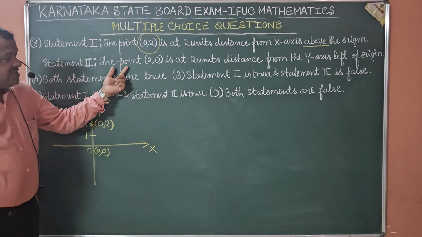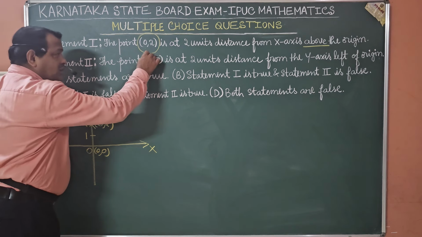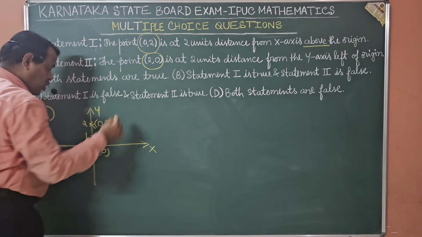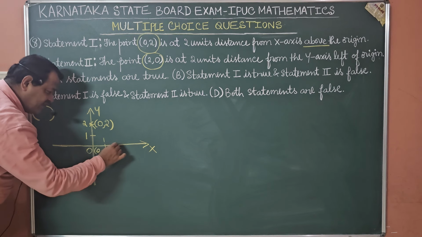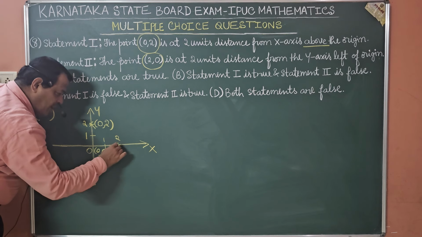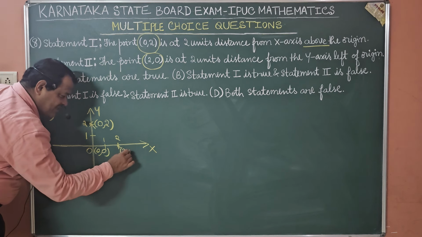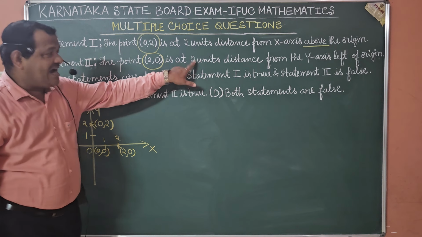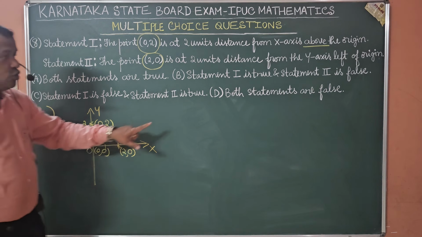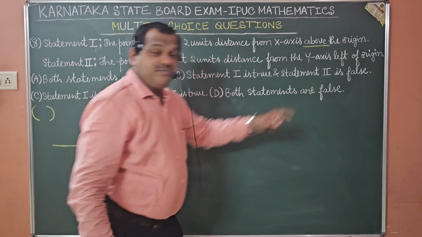Now I will explain the point (2, 0). Let me mark the point (2, 0). First of all, on the x-axis, this is 1 here, this is 2 here. Therefore, the point (2, 0), students, is here, on the x-axis, and it is at 2 units distance from the y-axis, correct.